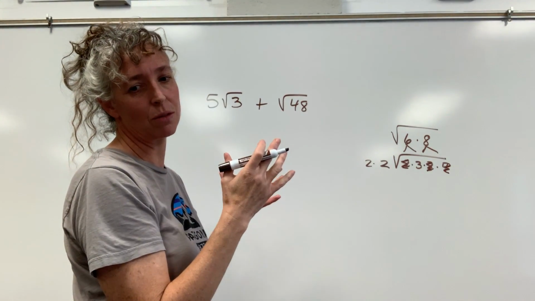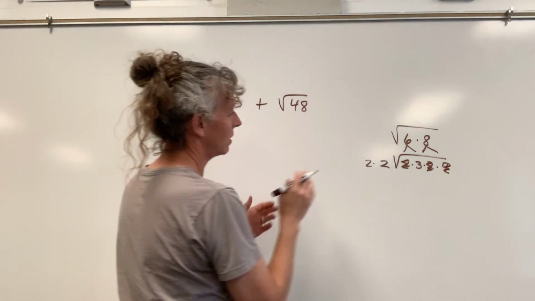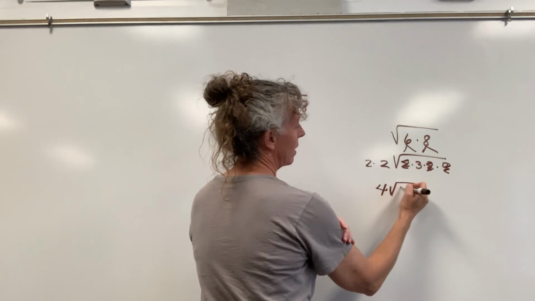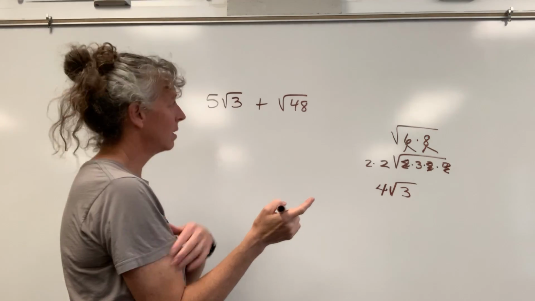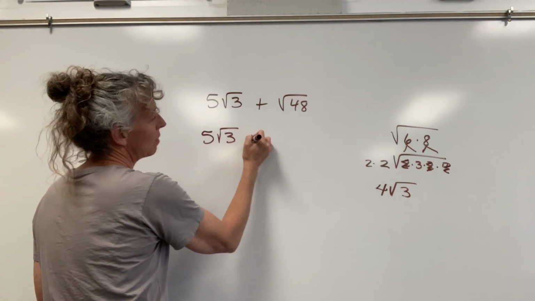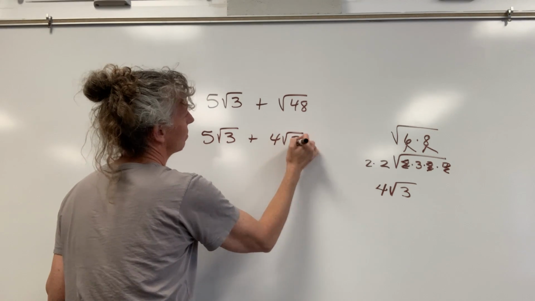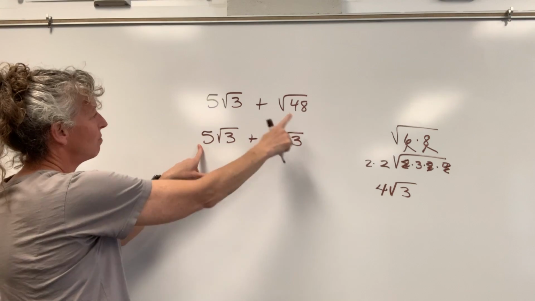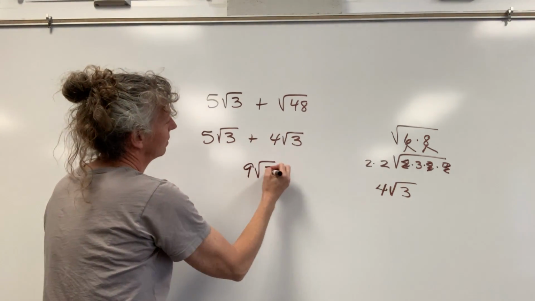Is there anything I can do with a 3? I don't think so. So this ends up being, we multiply these, that ends up being 4, and that ends up being 3. So instead of the square root of 48, I can replace that with 4 root 3. Great news. These are now like terms. I can combine them. 5 plus 4 is a total of 9.